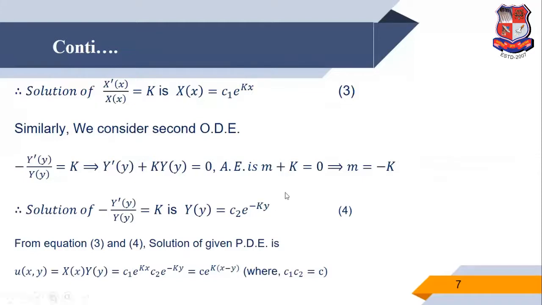And again, minus k is a real and different root. And this is the first order ODE. So we write the solution of the second ODE as Y of y is equal to c2 e raised to minus ky.